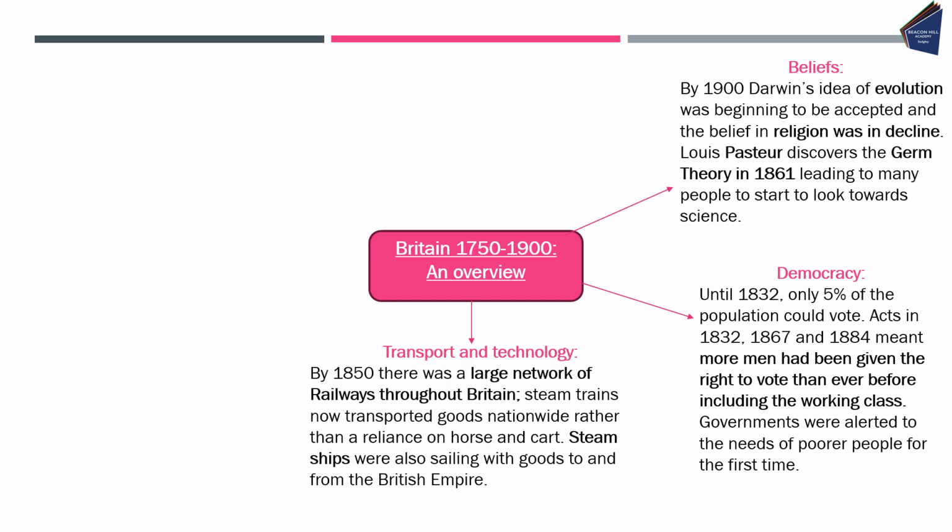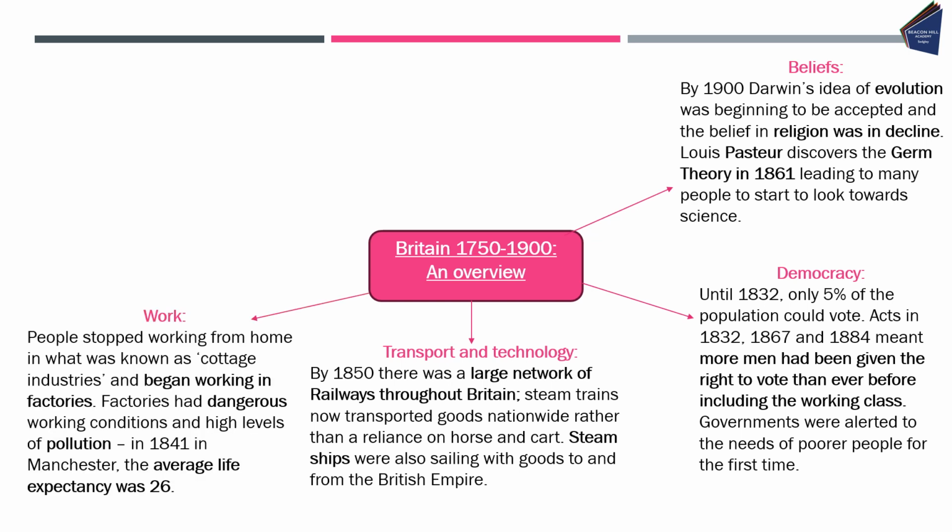In terms of transport and technology, by 1850 there was a large network of railways throughout Britain, so we start to see steam trains appearing and replacing methods of transport such as horse and cart. We also see steamships that are sailing with goods to and from the British Empire, so we have a complete revolution in the way that transport and technology are perceived throughout this period.